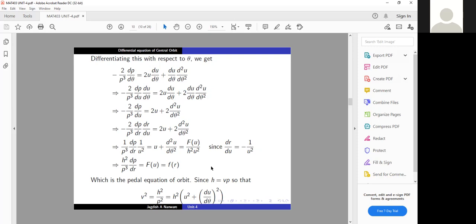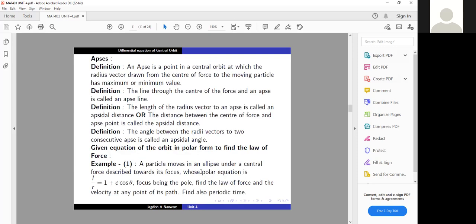So this is about the central orbit and its differential equation. Now we discuss apses. So let us first define what we mean by apse. It is some point. Then what do we mean by apse line? Then what is the apsidal distance and apsidal angle? So we shall define these terms first, and then we will see how we obtain the equation of orbit in polar form to find the law of force. So that we discuss now.